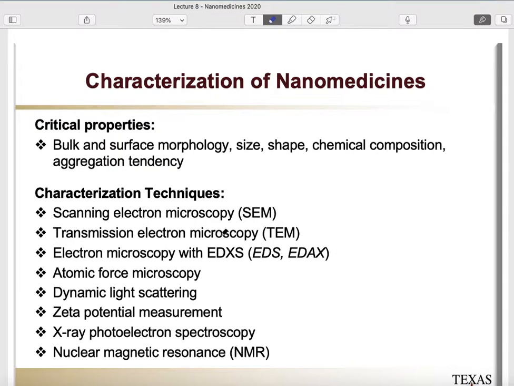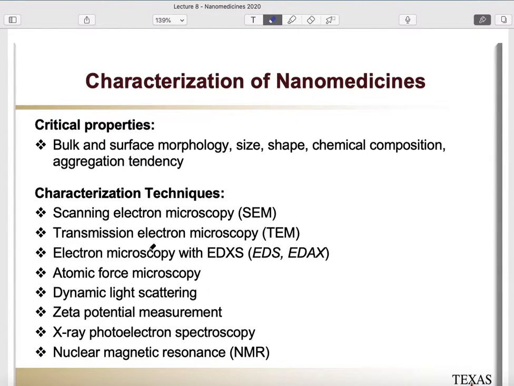In terms of the caveats of electron microscopy techniques, first of all, they generally require dehydration of the material, as well as coating in some cases, and that can alter the properties of the particles when you're investigating them. I mentioned coating, that's typically done through sputter coating, and that's typically reserved only for materials that are non-conductive.